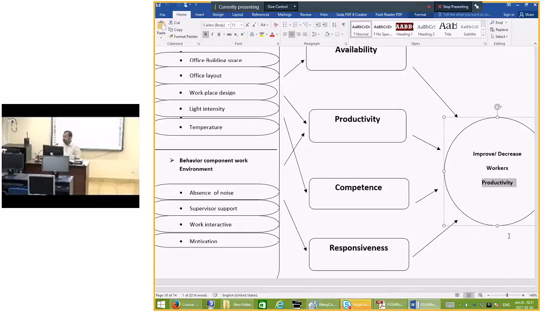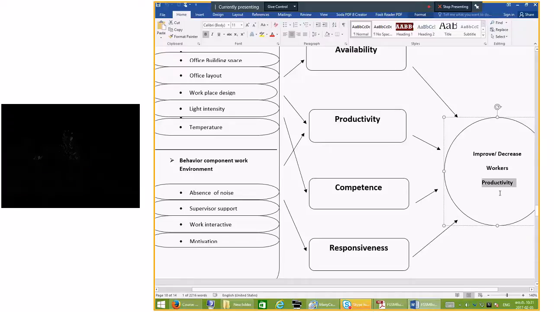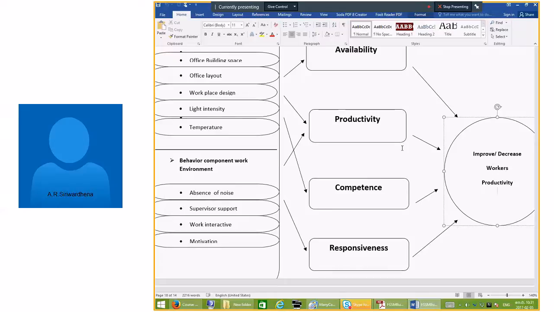All right. Then if these layouts are available, productivity will increase. Yes, sir. Then with competence, productivity will increase. With responsiveness, productivity will increase. Or do you use any other measurement to check the productivity? No, sir. From those 4 variables, I'm going to check the productivity.